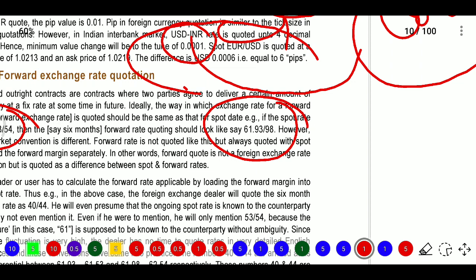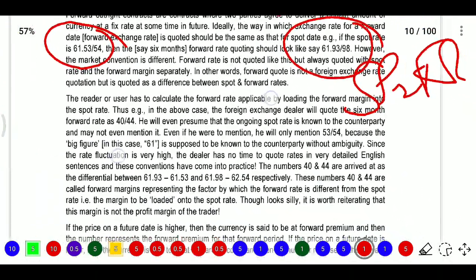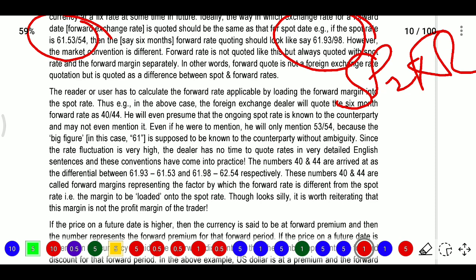Forward rate is not quoted like this but always quoted with the spot rate and forward margin separately. So they will quote separately. In other words, forward rate is not a forward exchange rate quotation but is quoted as the difference between the spot and forward rate. Next, for the purpose of readers or users, we were calculating the forward rate, the applicable loading of forward margin into the spot rate.